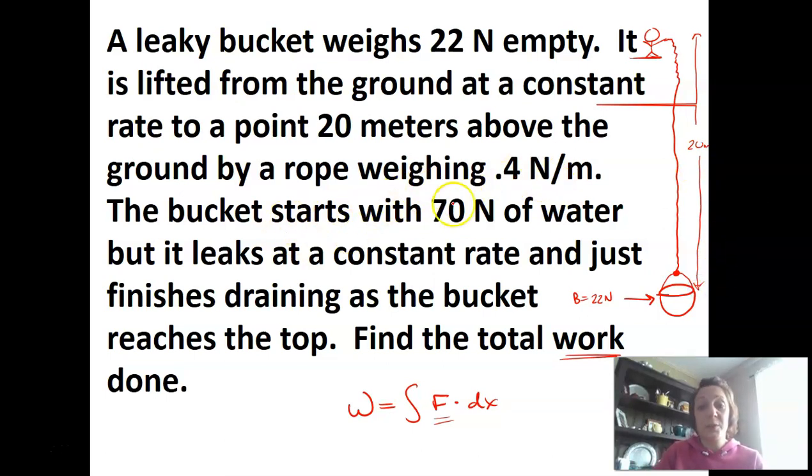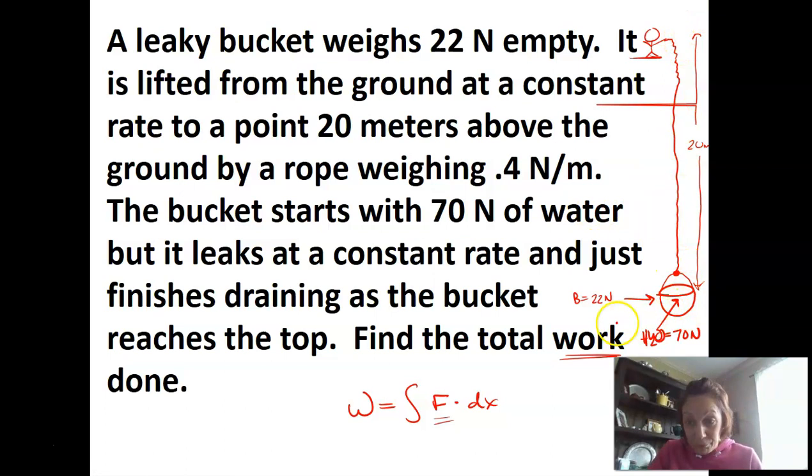It says the bucket starts with 70 newtons of water, but it leaks at a constant rate. So in my bucket, there's some water. I'm going to call this H2O, and there's 70 newtons of water in that bucket. So I've got 92 newtons in this bucket so far. And ironically, it leaks at a constant rate such that the instant it gets to the top, that's when the last drop of water drains out. And this poor calculus student did all that work for no reason.